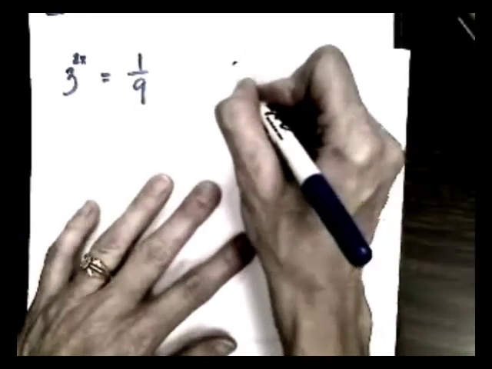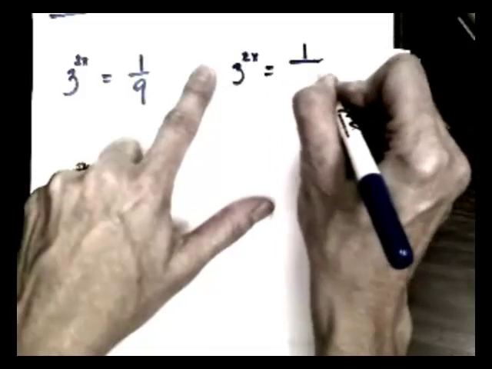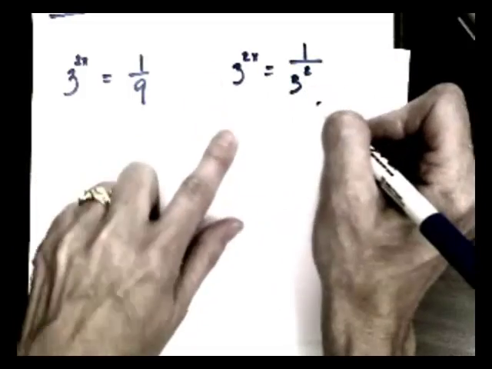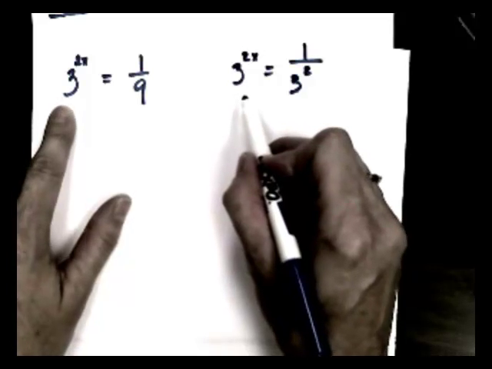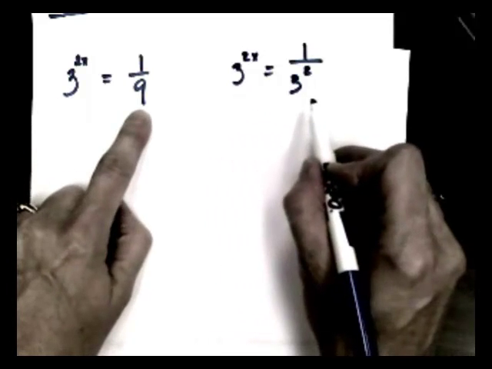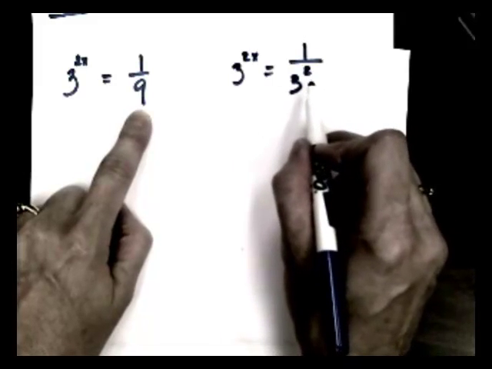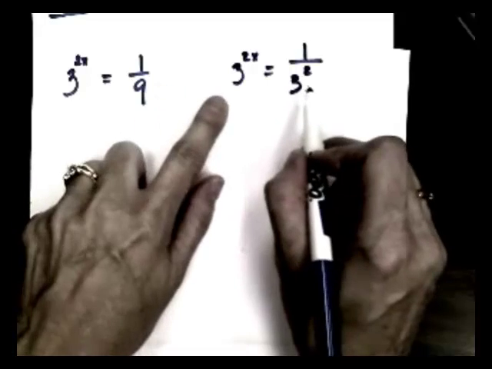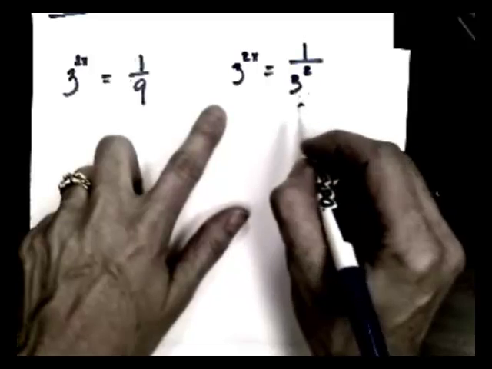So then that's going to give us 3 to the 2x equals 1 over 3 squared. I still have the same thing: 3 to the 2x on the left-hand side, and 1/9 on the right-hand side. It's just that I've rewritten my 9 as 3 squared. We're almost there. We've got the same numbers on both sides, but they're not in the same location. I want both of these in the numerator or possibly both in the denominator.